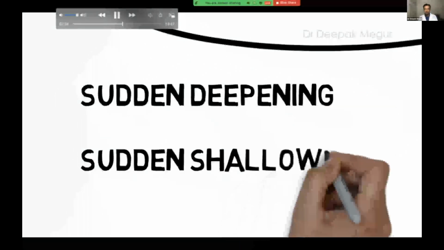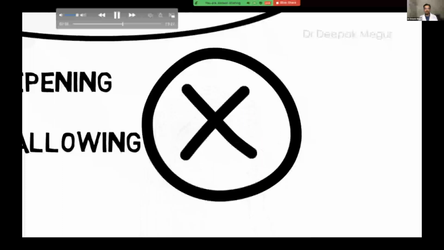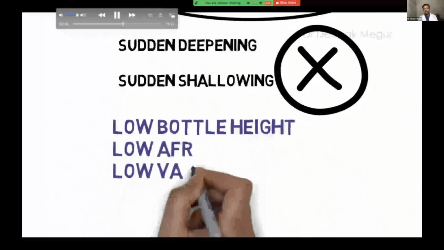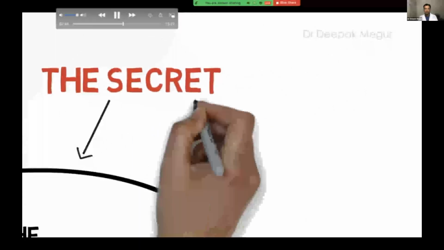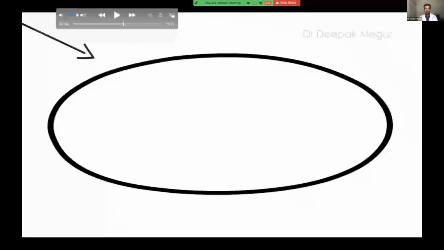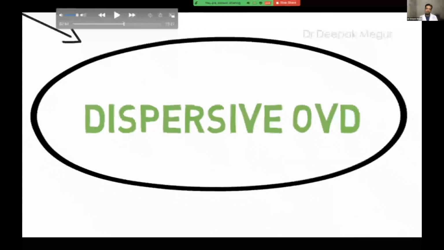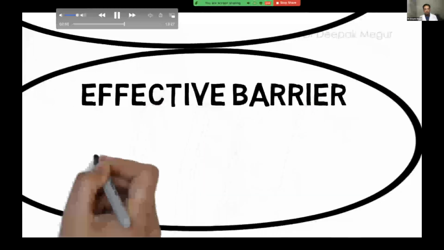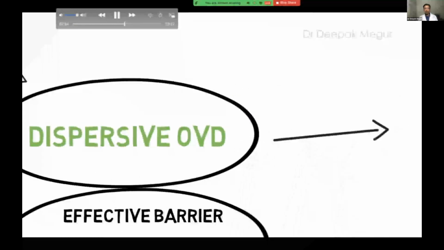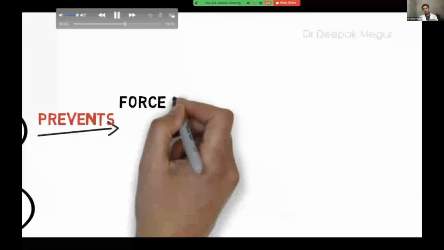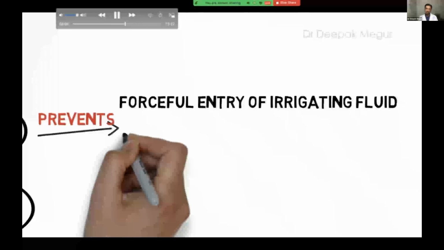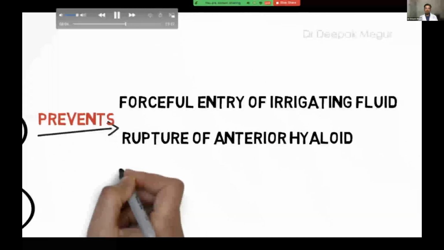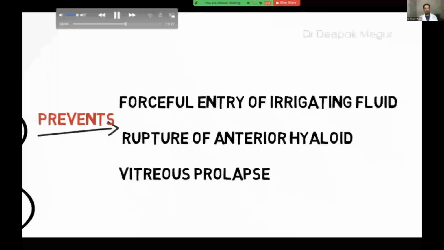We need to avoid sudden deepening and sudden shallowing of the chamber. So both are detrimental. Sudden pushing in of viscoelastic causes sudden deepening, as well as sudden shallowing. So if you work with low bottle height, low flow rate, and low irrigation fluid going inside, we can maintain a certain amount of calmness in the chamber, and that can prevent the PC tear from enlarging. Of course, using a dispersive OVD, something which contains chondroitin sulfate, has a great role in maintaining the chamber, as well as acting like a barrier. So it essentially compartmentalizes the chamber, and hence we can prevent sudden or forceful entry of irrigating fluid into the posterior chamber, rupture of the anterior hyaloid can be prevented, and consequently vitreous prolapse can be prevented.